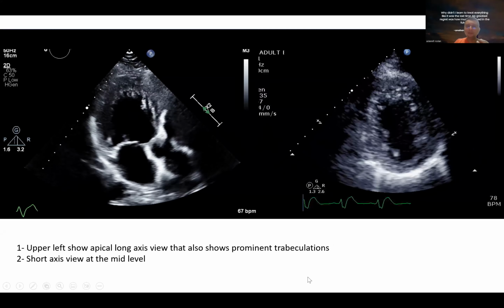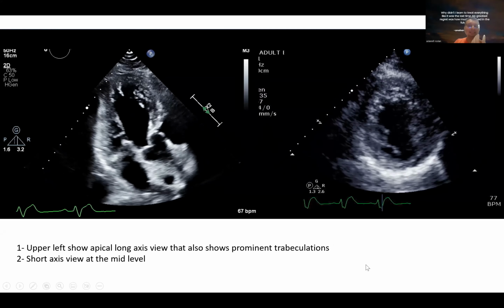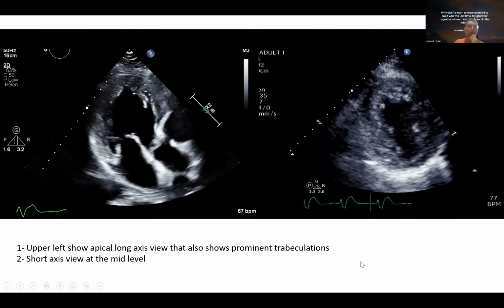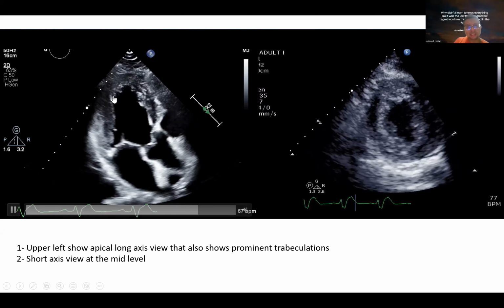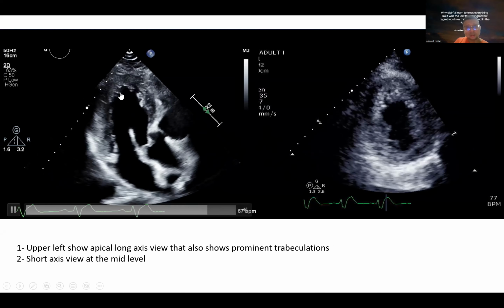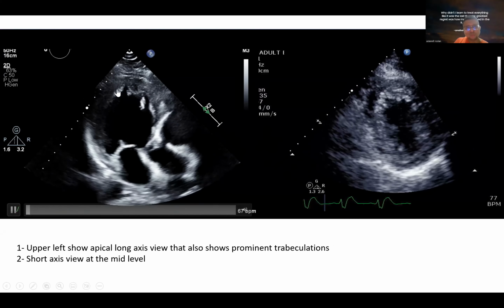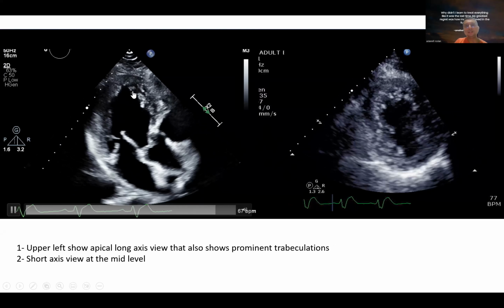Now, the important thing when we are dealing with LV non-compaction is to look at the short axis view, because the diagnosis is made on echocardiogram in short axis view. This is an apical long axis view. Again, you can see prominent trabeculation. We can see about 2 prominent trabeculations here, and maybe 3 prominent trabeculations here.